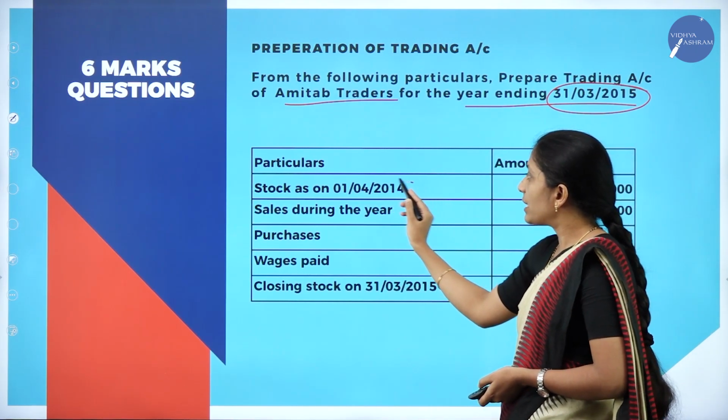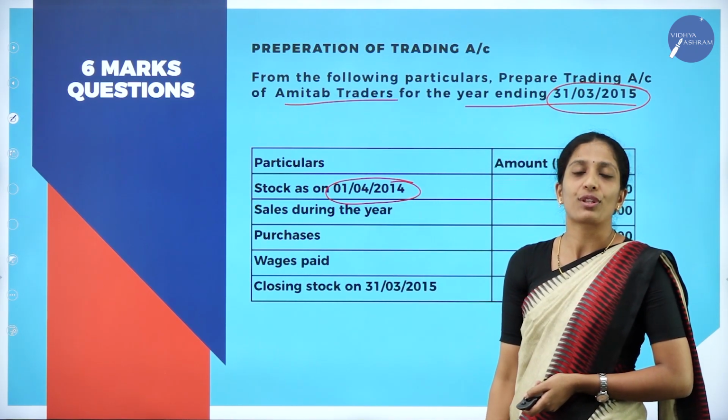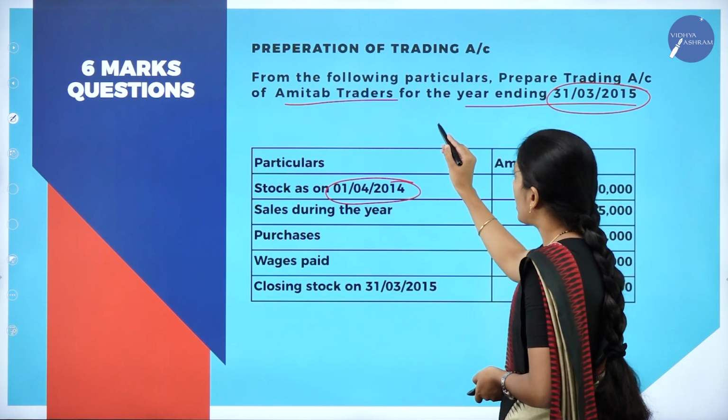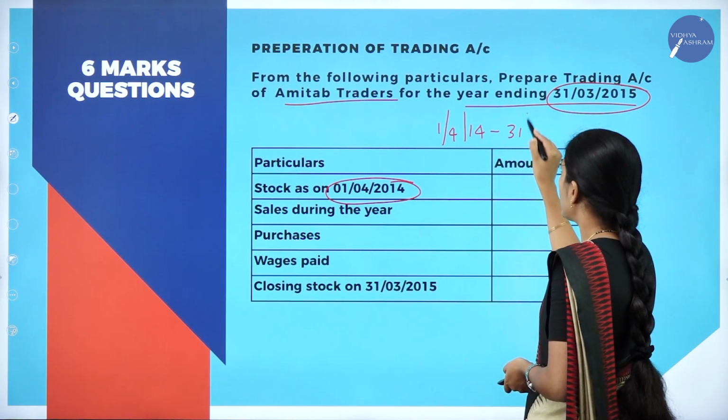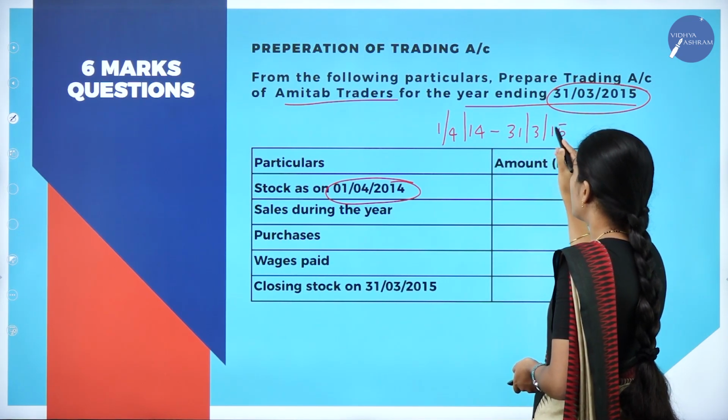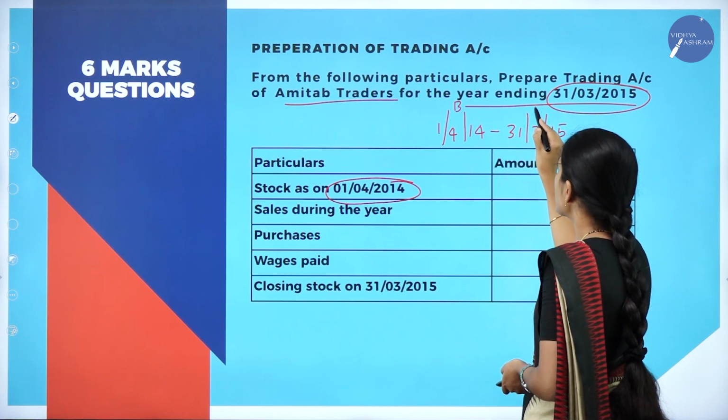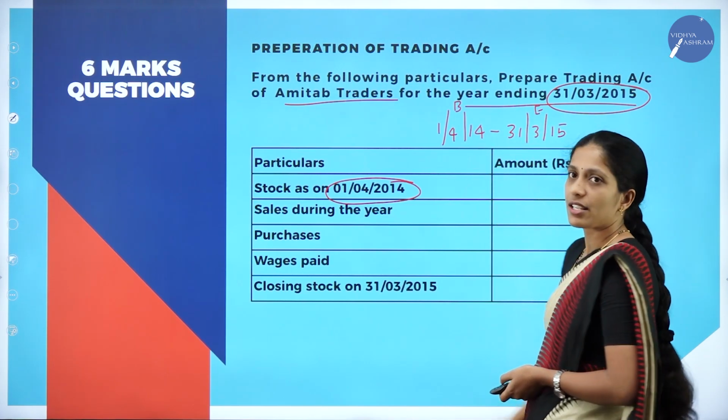31st March 2015. But what date have they given here? 1/4/2014, which means that our financial year starts from 1/4/2014 and ends at 31st March 2015. So this is the beginning and this is the end. This is opening and this is closing.